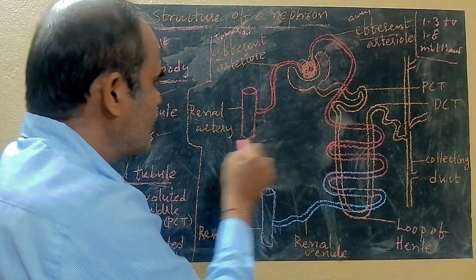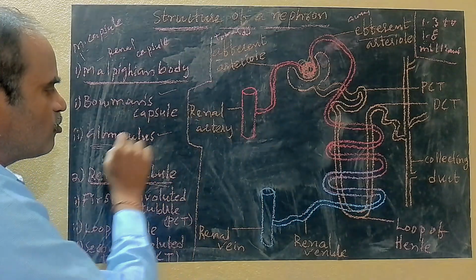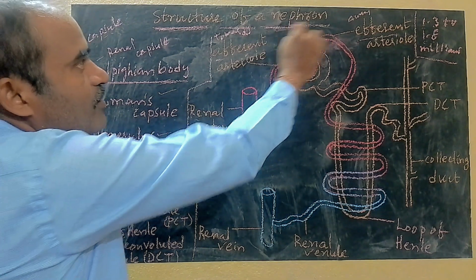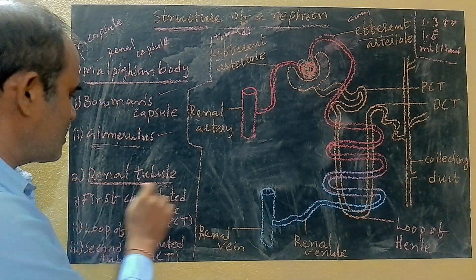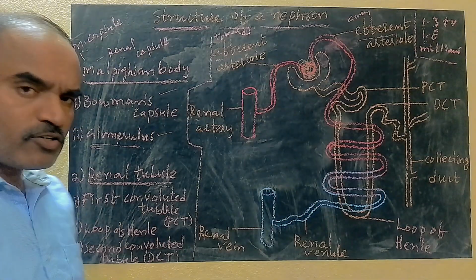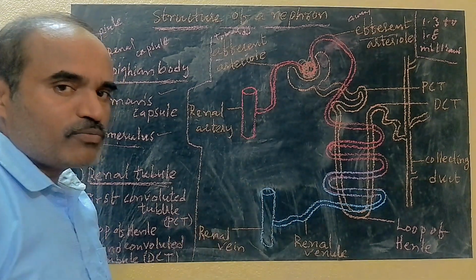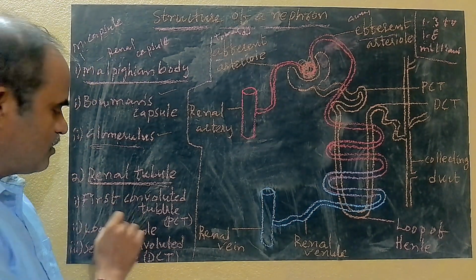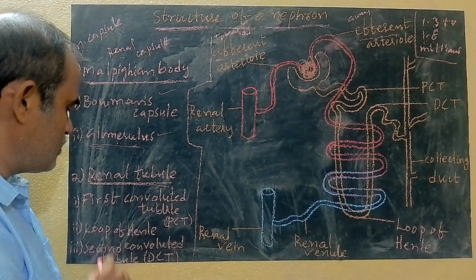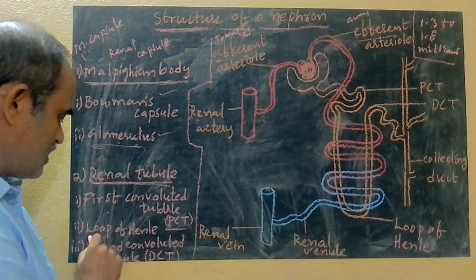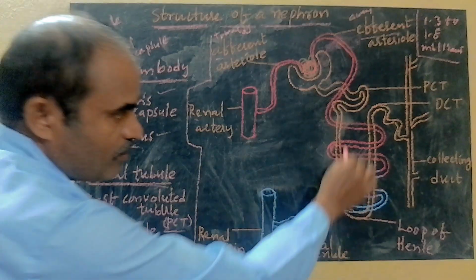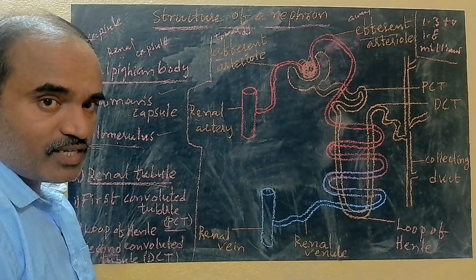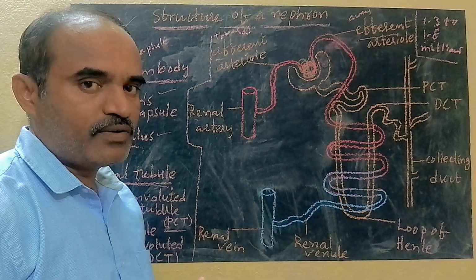Both Bowman's capsule and glomerulus together constitute the first part, the Malpighian body. Next, the renal tubule. The renal tubule has three parts. The first one is the first convoluted tubule, also called the PCT, and the second one is the loop of Henle. Next, the second convoluted tubule, also called the distal convoluted tubule.